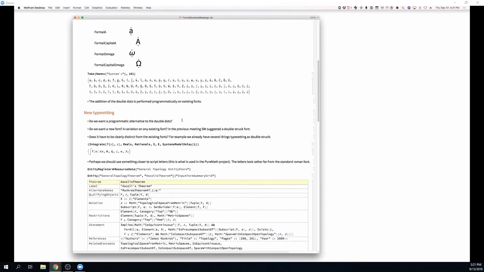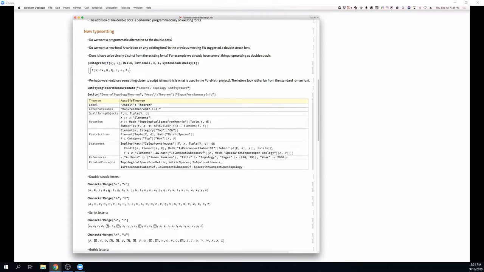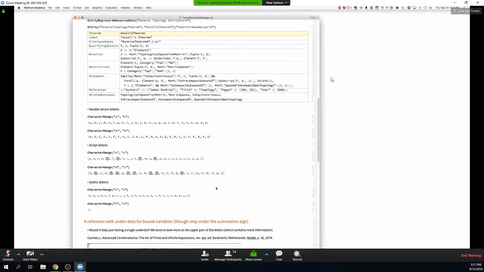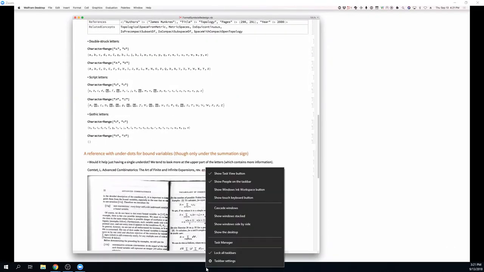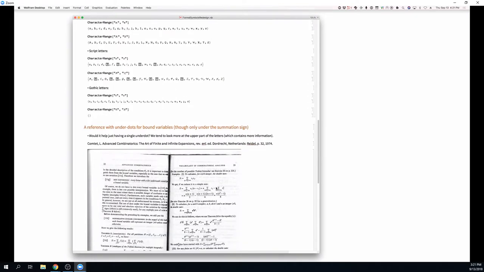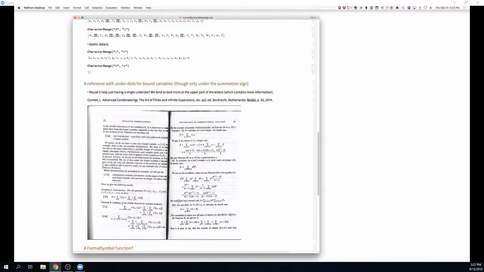I think what we agreed last time we were discussing formal symbols is that we would try and use something like double struck or something like that. Is that what we agreed? Yes. So the idea was to use something similar to double struck. We discussed the problem that there are already some things in the system that are typeset with double struck, like the differential D, reals, E, etc.